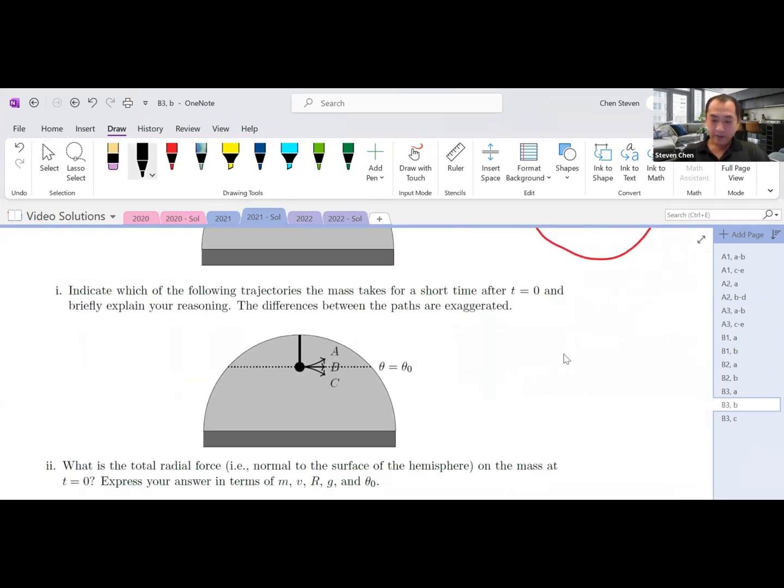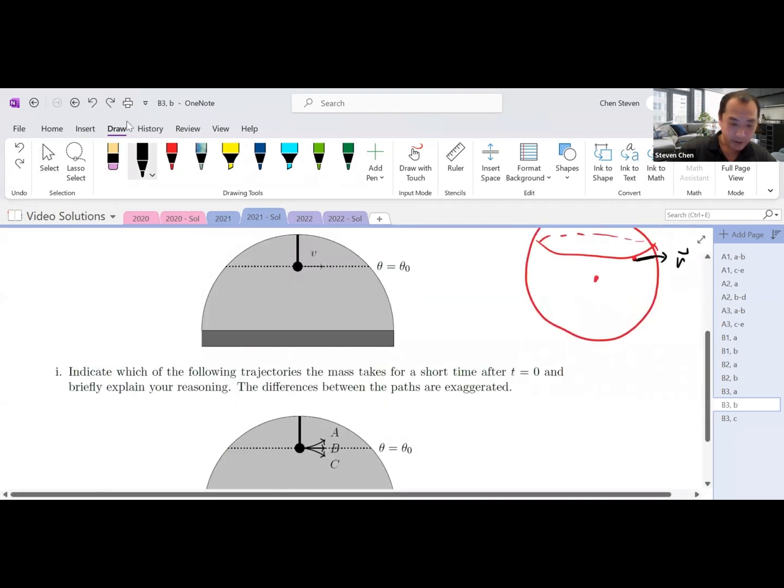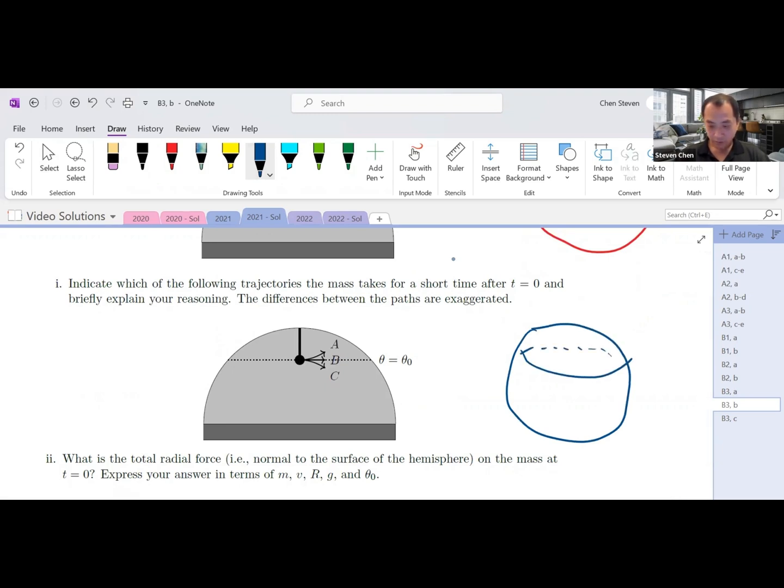Let's do the following diagram, okay? I don't want to use the black color. Let me change it to a different color. Okay, suppose the initial point is here. And let's draw the free body diagram.